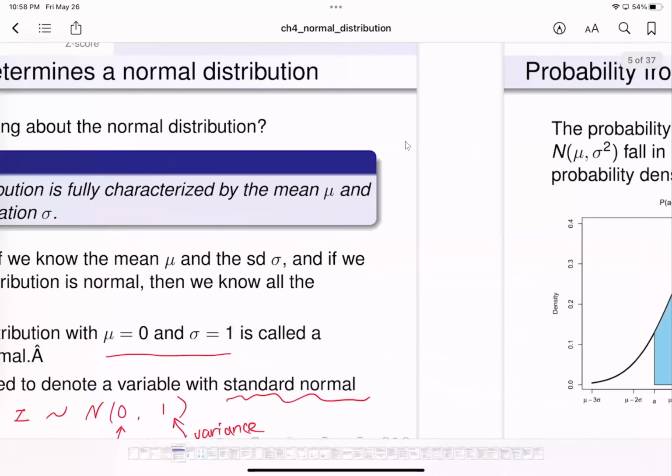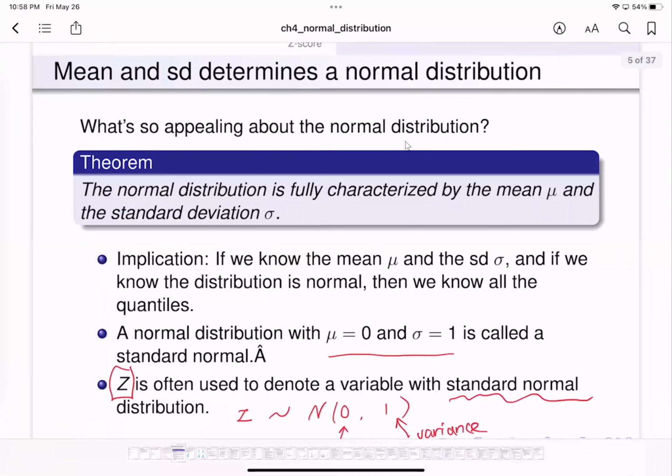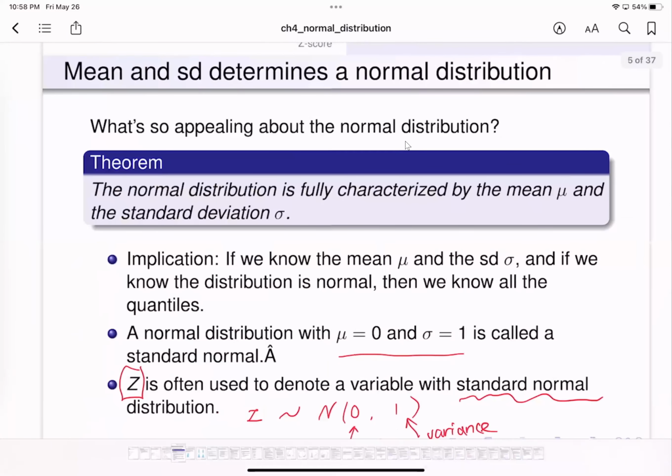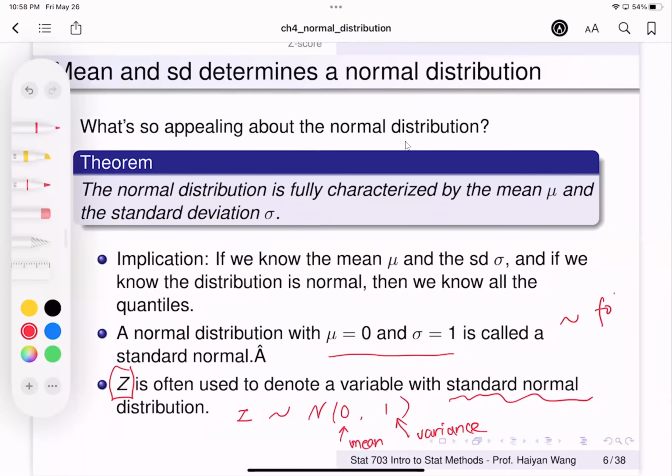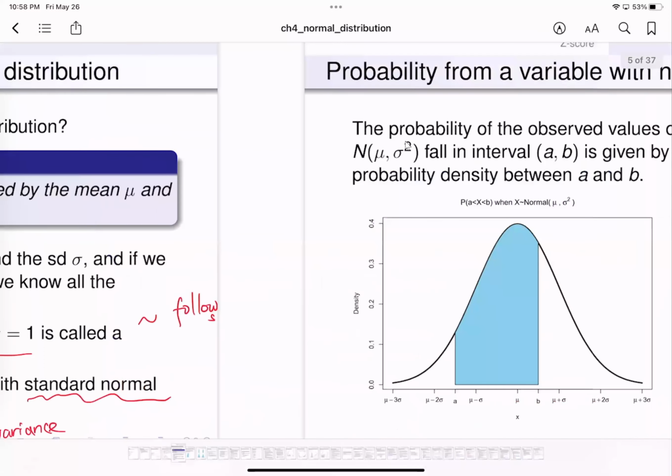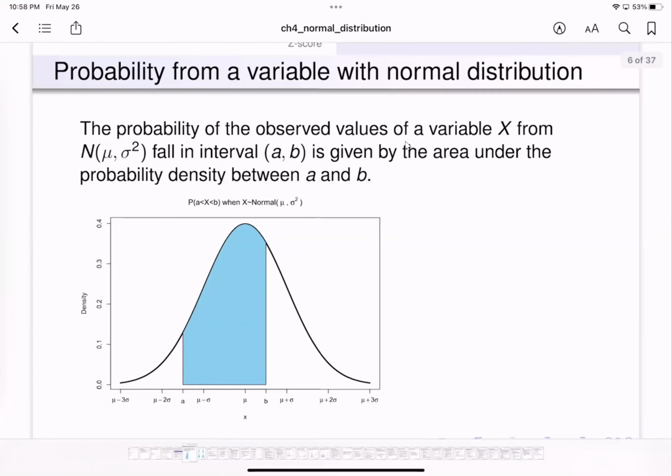Okay. In this notation, I have a z and then a tilde. This tilde just means that the distribution follows something. Okay, follows that distribution. Probability for a random variable from the normal distribution, we already know, is given by the area under the curve between two numbers. In the normal distribution, the center is mu. If we consider A and B, again, this part between A and B gives the probability.